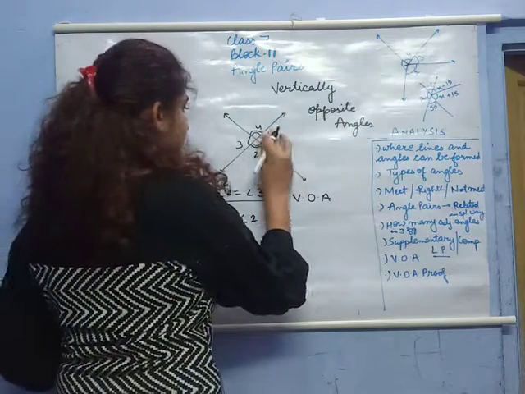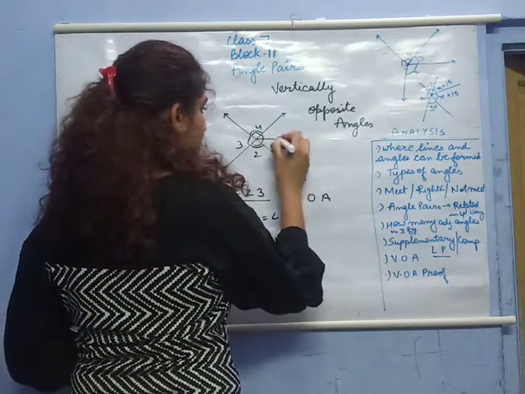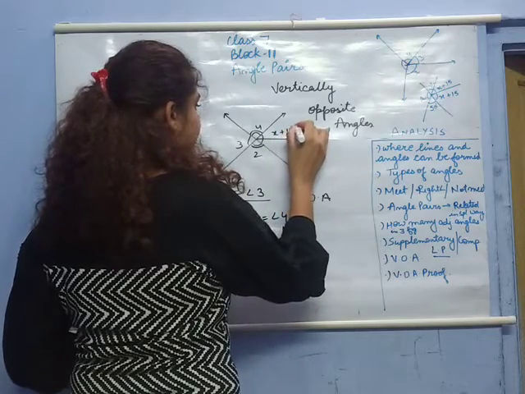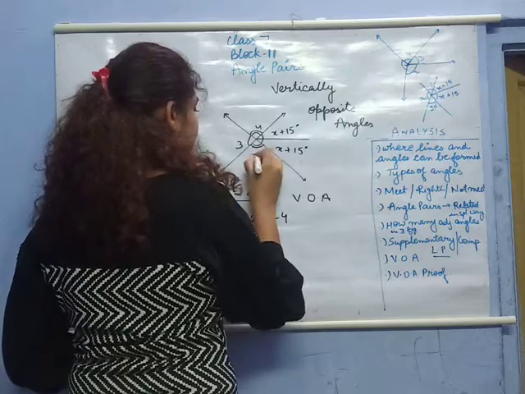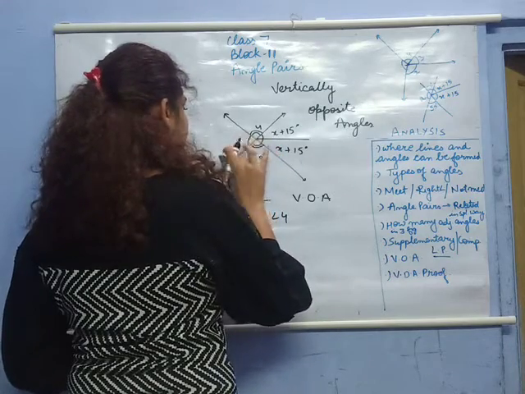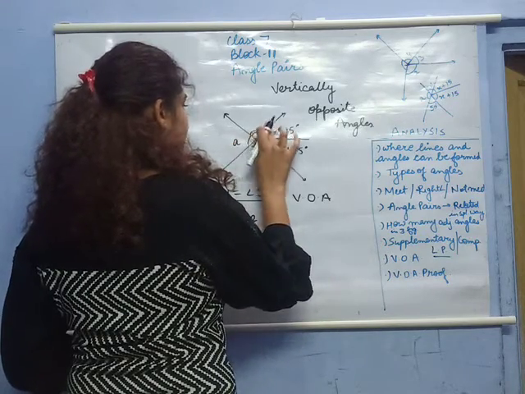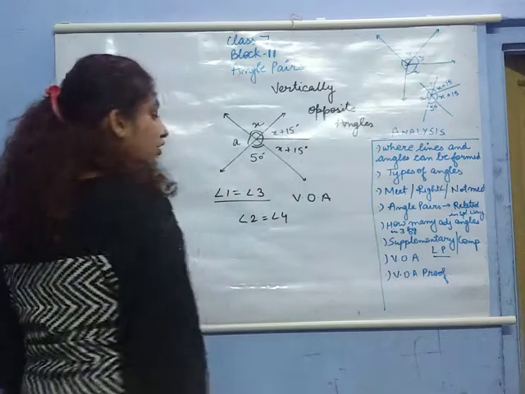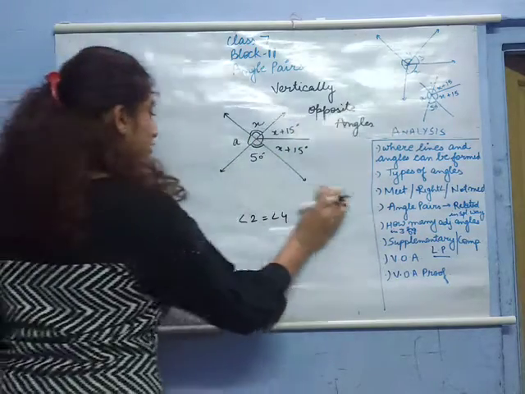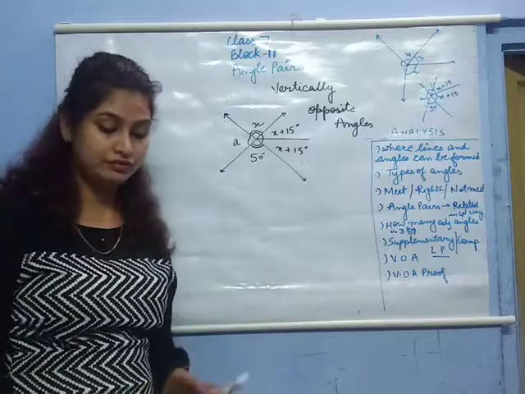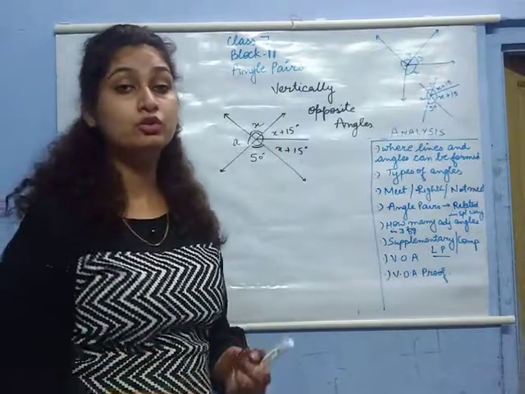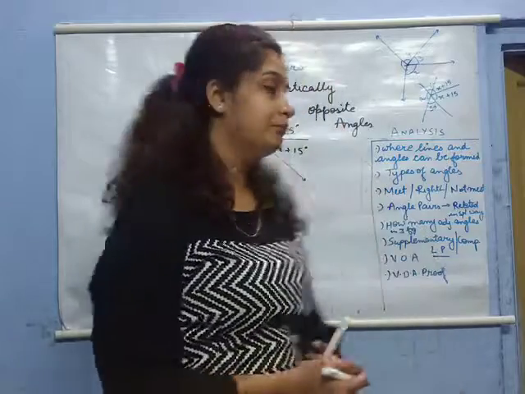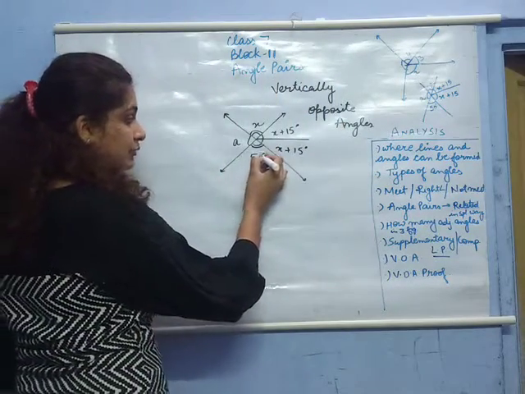I will make it like this. Suppose this is x plus 15 degree, x plus 15 degree, this is 50 degree. For example, this is A and this is x. Now we have to find, only one angle is given to us, 50 degree. How are we going to find all the rest of the angles, or the value of the unknown variables, that is x and A? See, this is 50 degree.